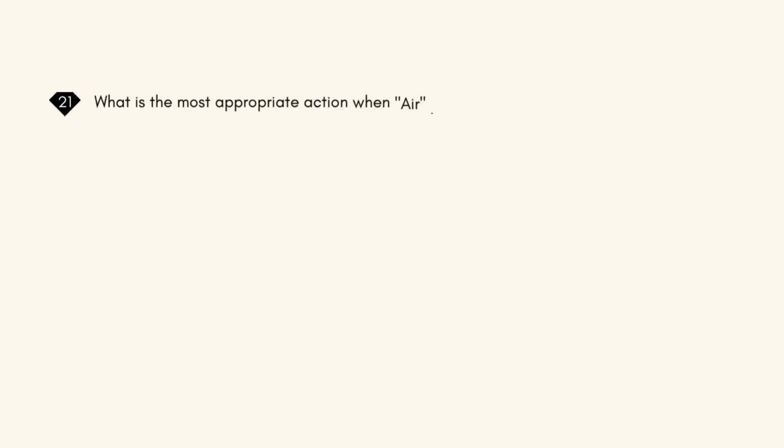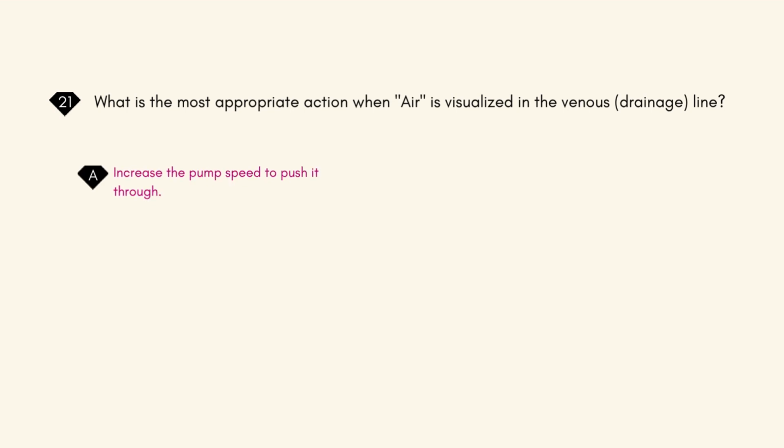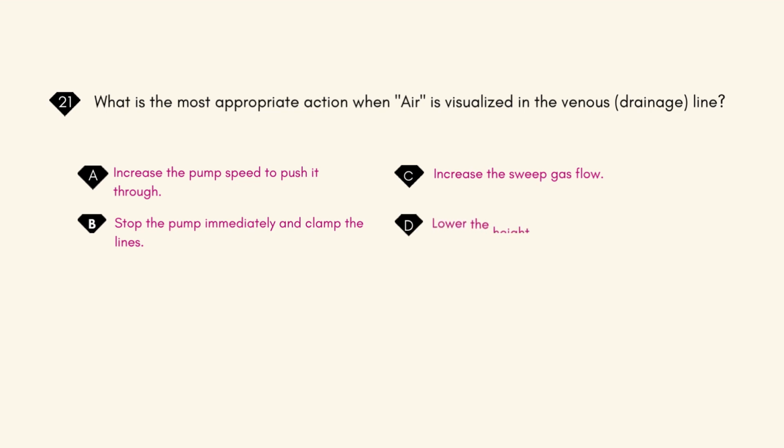What is the most appropriate action when air is visualized in the venous drainage line? A. Increase the pump speed to push it through. B. Stop the pump immediately and clamp the lines. C. Increase the sweep gas flow. D. Lower the height of the ECMO console.